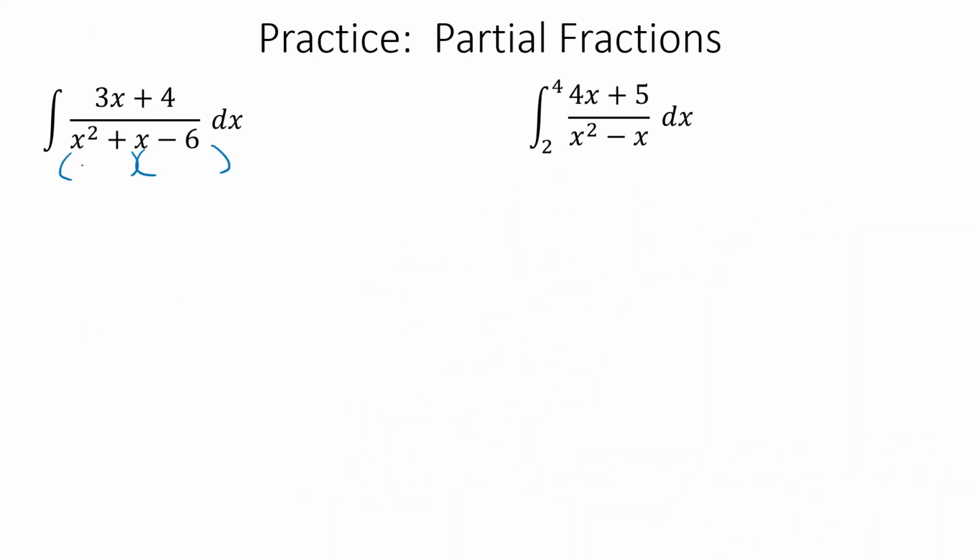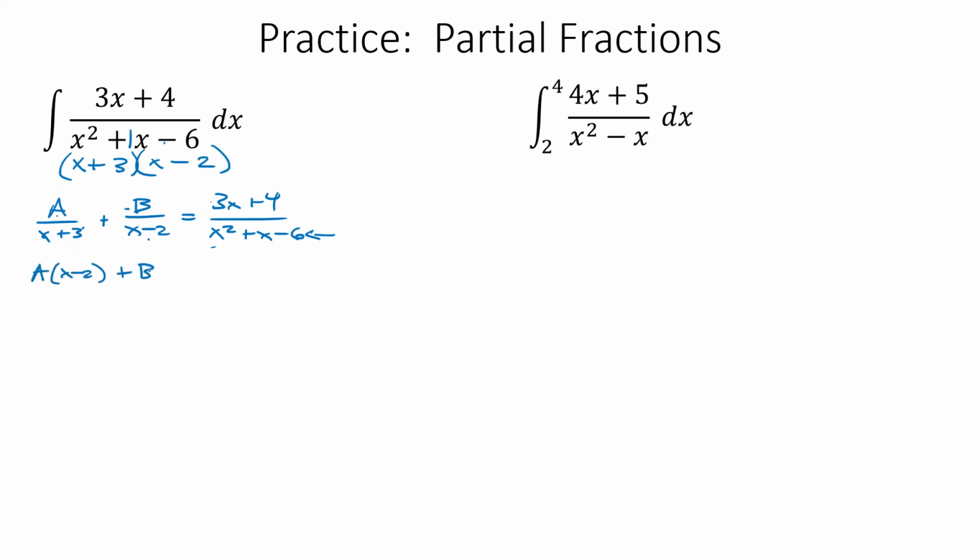We factor the bottom. So this is going to be x plus and x minus. Factors of 6 that subtract to make 1 are 3 and 2. So we'd get a over x plus 3 plus b over x minus 2 equals 3x plus 4 over x squared plus x minus 6. If we multiply everybody by our common denominator, we get a times this factor, b times this factor equals the top here. So a times (x minus 2) plus b times (x plus 3) equals 3x plus 4.